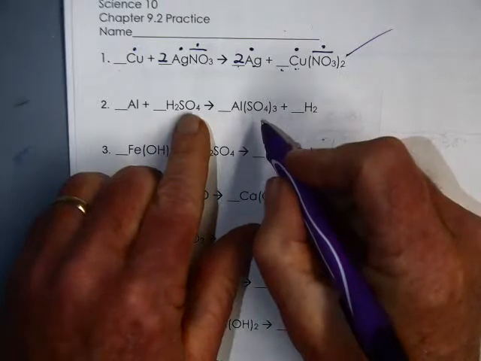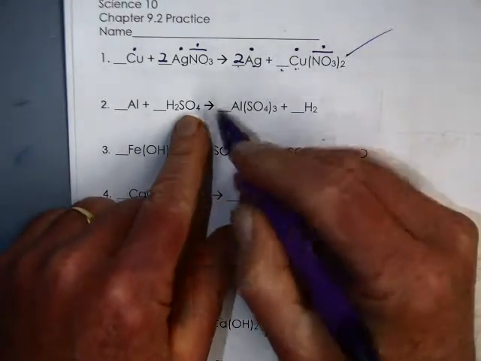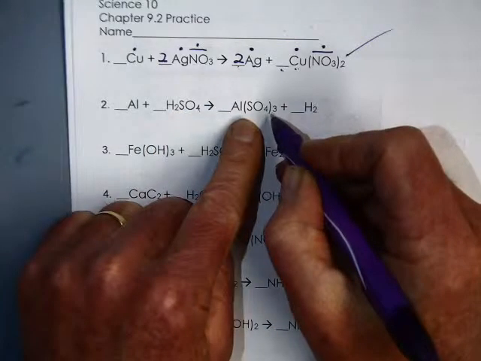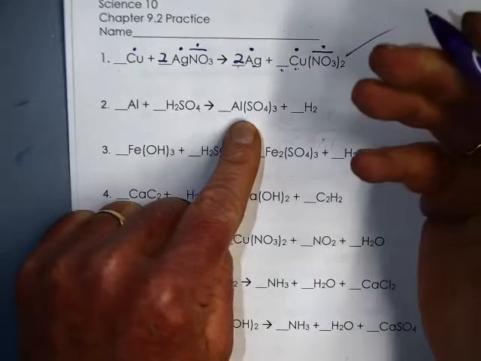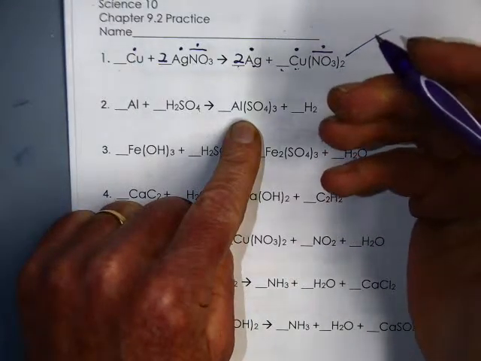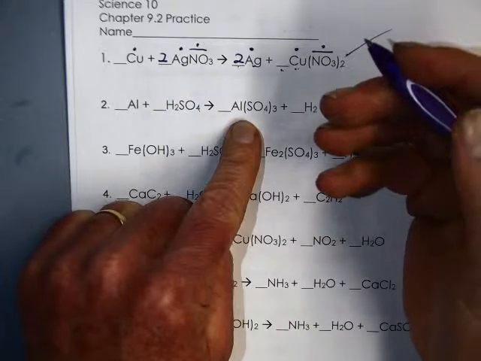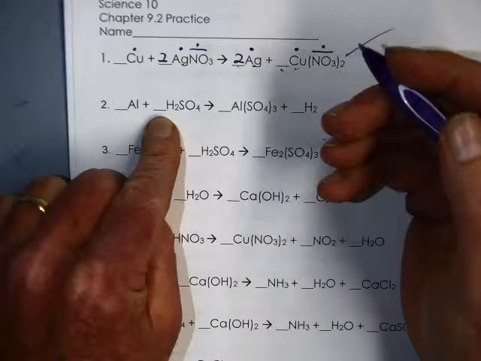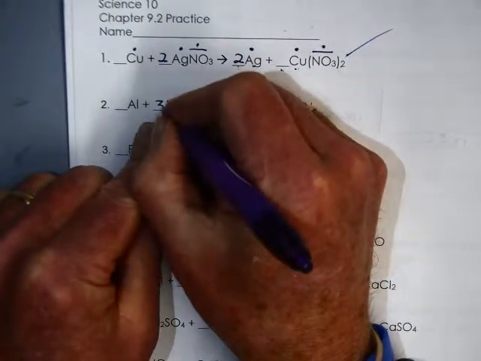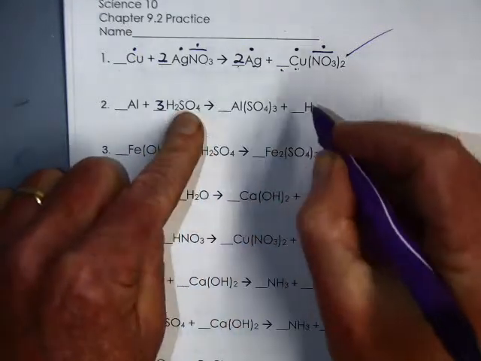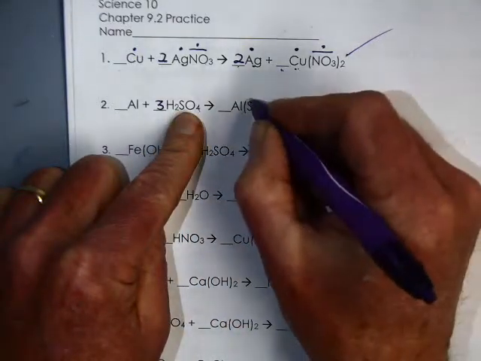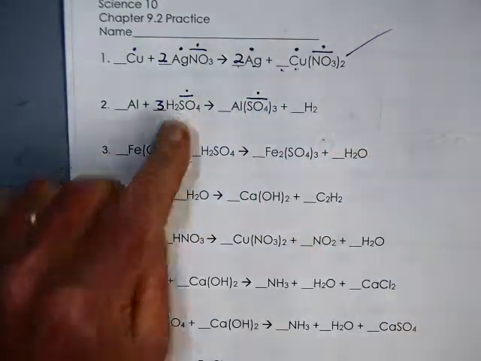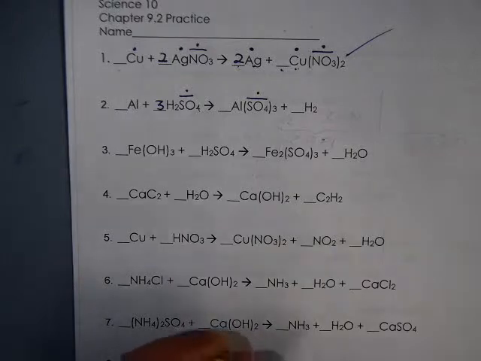What do I have? I'm left with sulfates. Notice that I have 1 sulfate on this side and I have 3 sulfates on this side. So how am I going to balance this? You put a 3 in front of the H2SO4, right there. Perfect. So I'm going to put a 3 there, because that tells me now I've got 3 sulfates on this side, and I've got 3 sulfates on this side, so these are balanced.